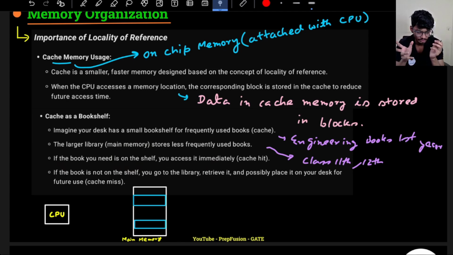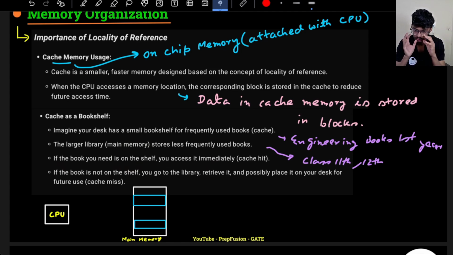The 11th and 12th book may be required because, let's say I'm in first year of engineering and I am not able to understand a particular concept which involves a bit of learning about the 11th and 12th science concepts. Then I will go to that. So that has lower probability.